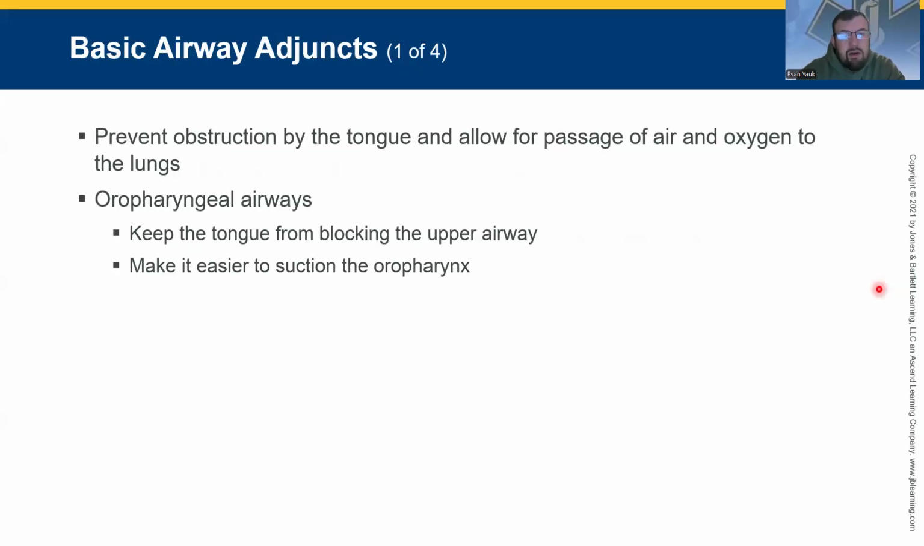Basic airway adjuncts prevent obstruction by the tongue and allow passage of air and oxygen to the lungs. Oropharyngeal airways keep the tongue from blocking the upper airway and make it easier to suction the oropharynx. OPAs, NPAs.